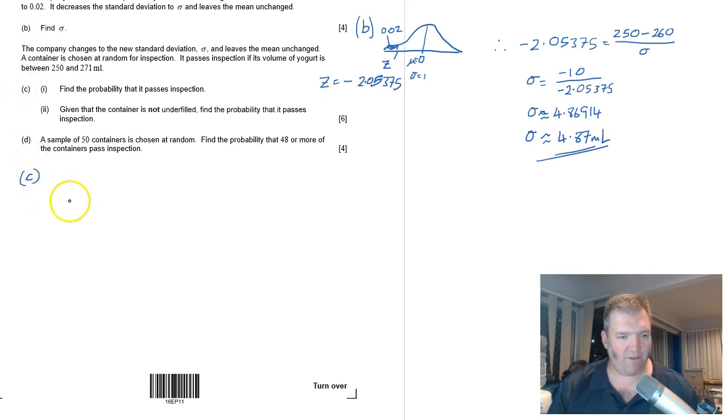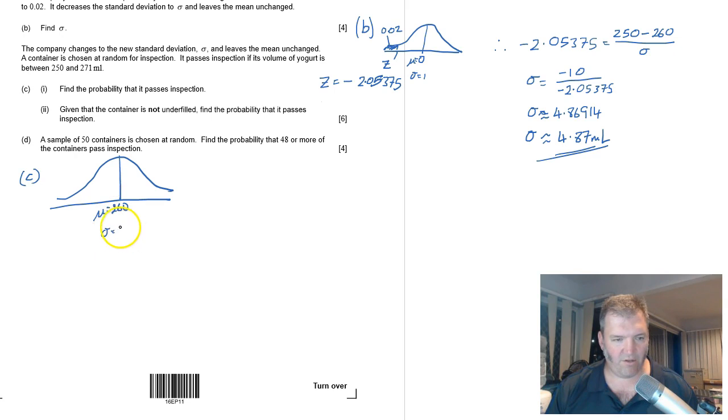So I'm going to work over here on the left. Here we have our new distribution. The mean is still 260. The standard deviation, the new standard deviation, 4.87. When you're entering it in on your calculator, still try and include the larger number there just for greater accuracy. Between 250, so here's 250. Now only got 2% smaller than that, that's good. And 271 is up here. We want to find that area in there, so find the probability that it passes inspection.